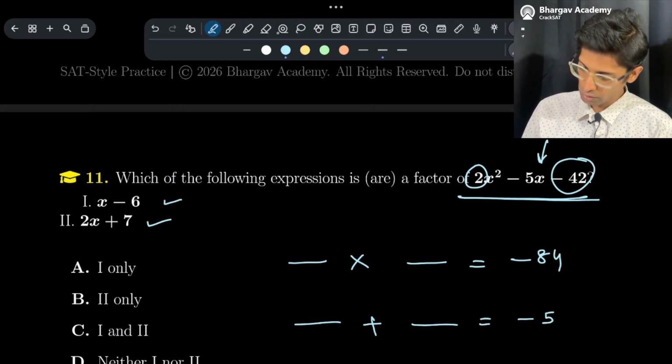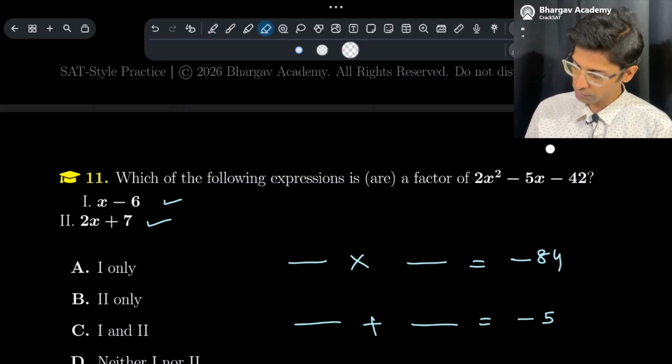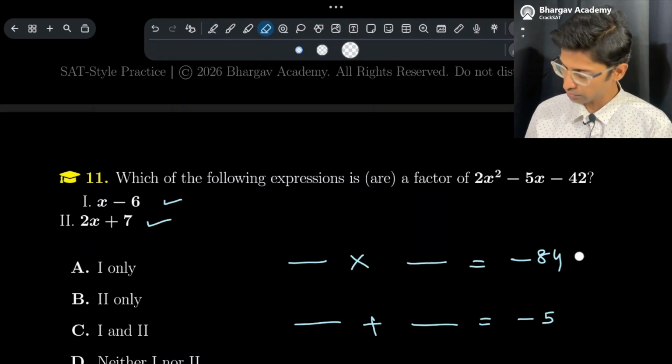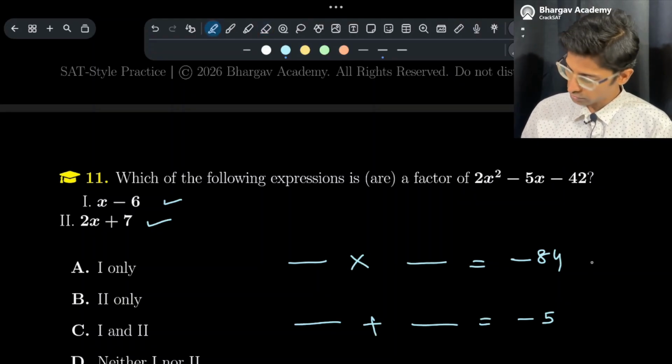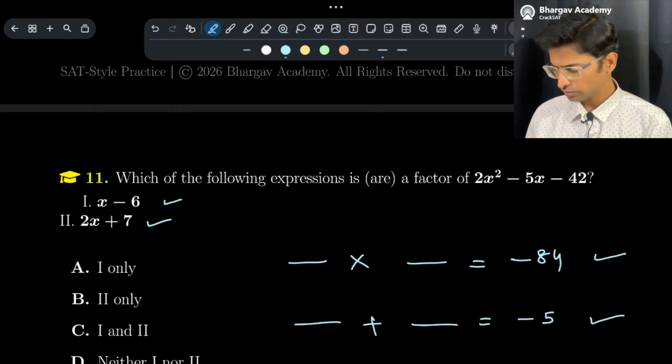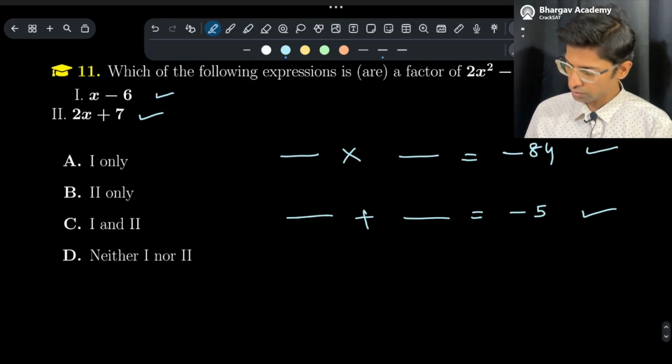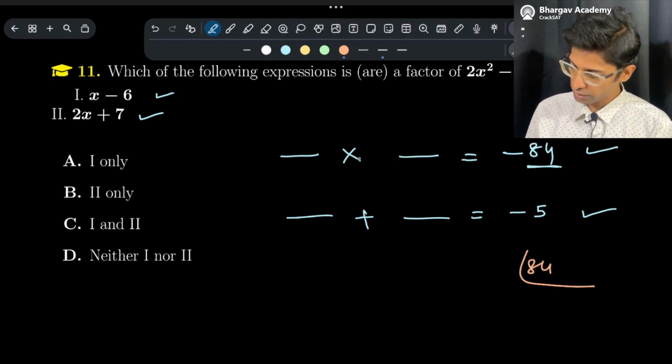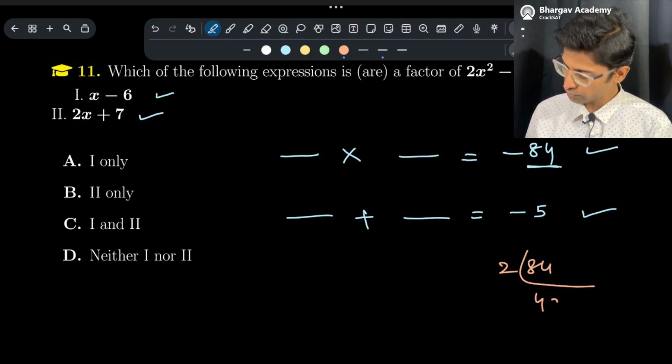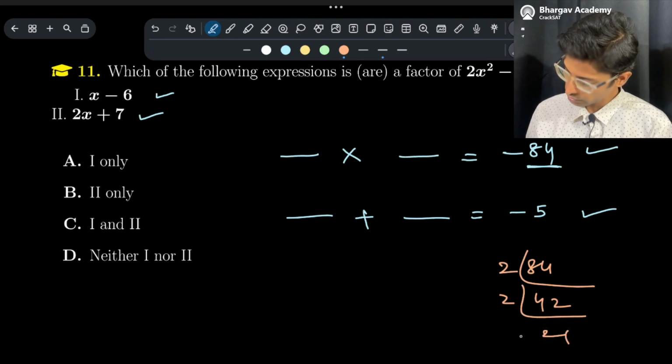So what are these two numbers? How should I split the middle term? This minus 5x, how should I split such that I am getting this combination? So it's not striking straightforwardly. So what I will do is I will take the factors of 84.